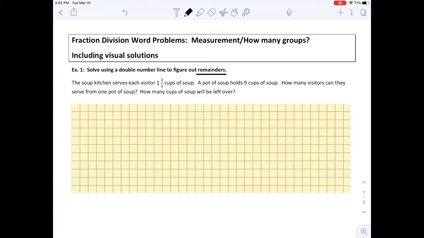The soup kitchen serves each visitor 1 2/3 cups of soup. A pot of soup holds 9 cups of soup. How many visitors can they serve from one pot of soup? How many cups of soup will be left over?